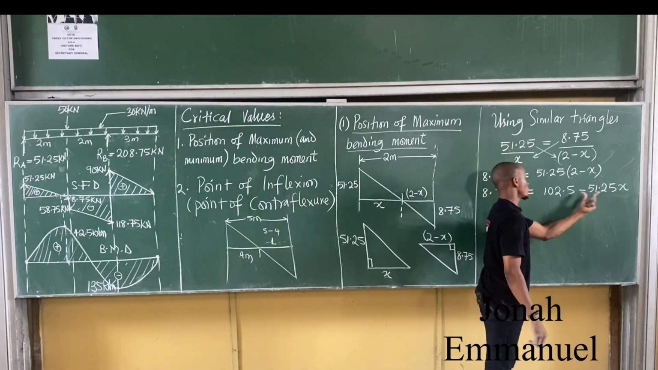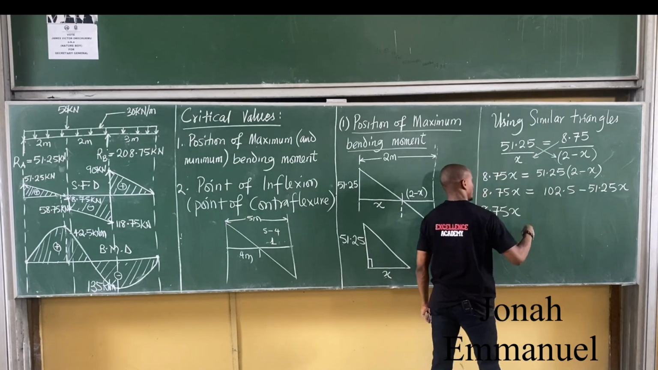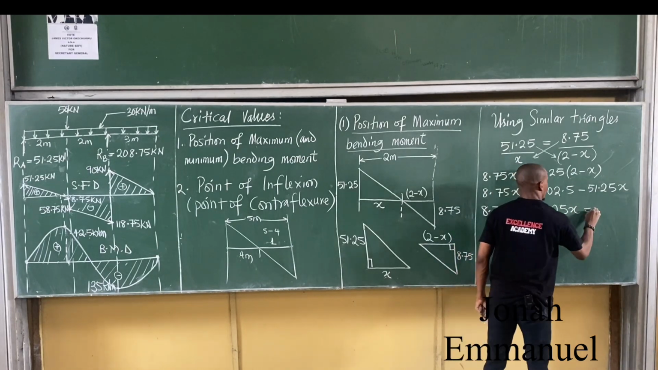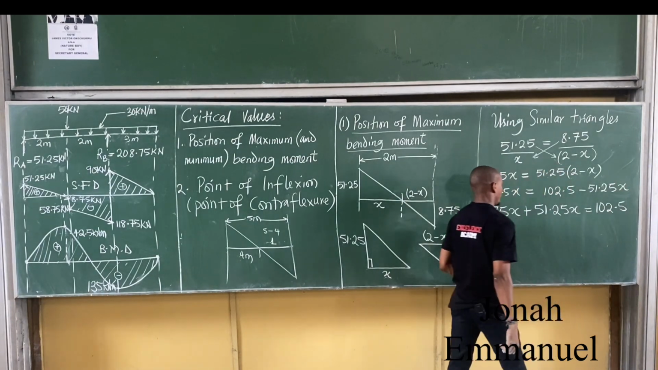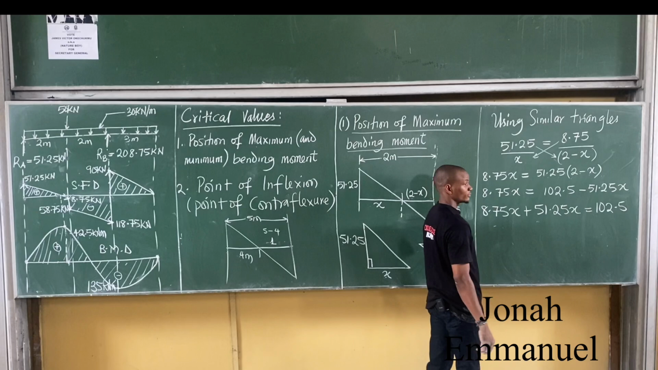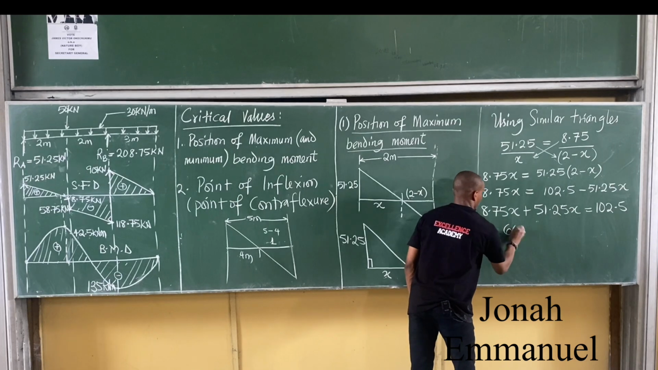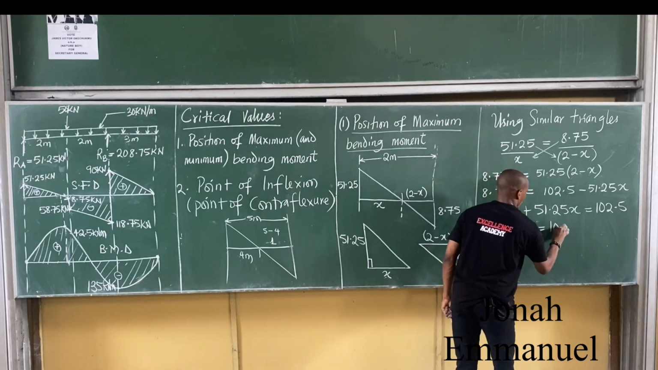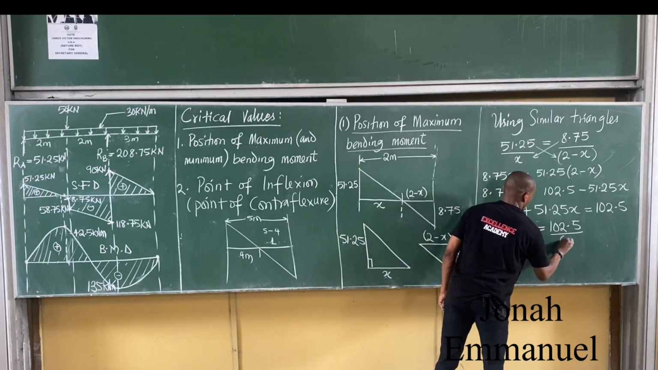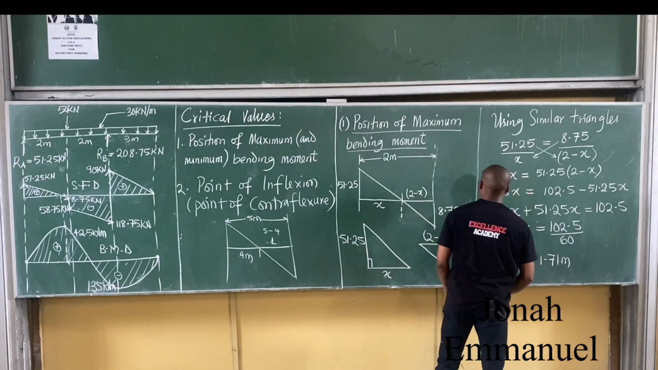Next, move this one over here. So 8.75x plus 51.25x is equal to 102.5. Sum this up, what do you get? 60x. 60x is equal to 102.5. Divide both sides by 60. So x is equal to what? 1.71. It makes sense.